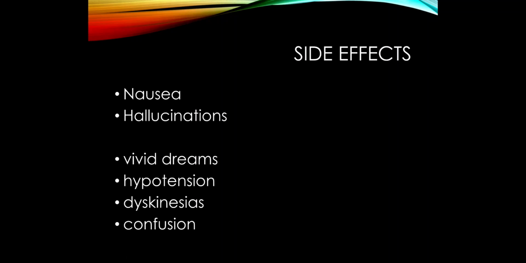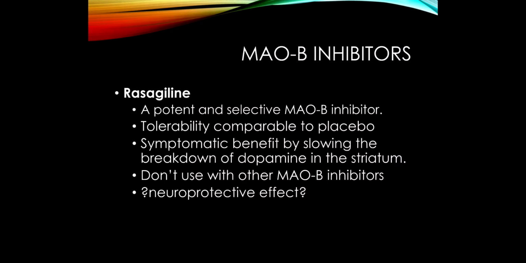So again, that's a big reason why over the age of 65, we just prefer to start that patient on carbidopa-levodopa. All right, so those are our two kind of big gun medications for Parkinson's disease. There are some others that are used. So the MAO-B inhibitor used today is rasagiline. All right, it's usually well tolerated, so it does slow the breakdown of dopamine in the striatum.